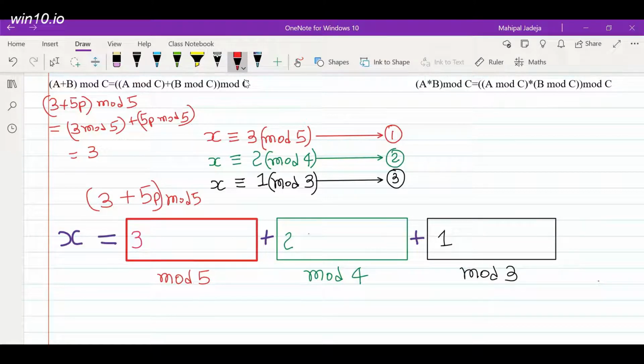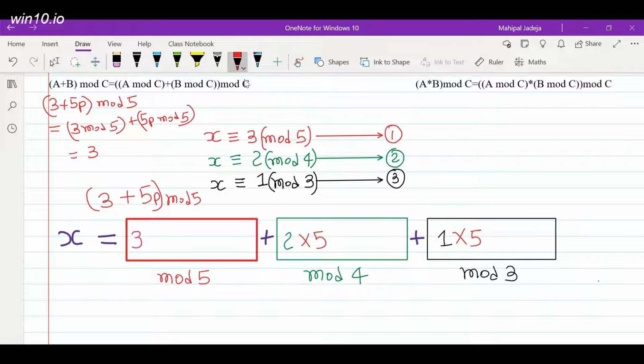So what we will do is we will multiply this particular solution 2 with 5. Similarly, we'll also multiply this 1 with 5. And now if we consider the revised solution, then the revised solution is 3 plus 10 plus 5, which is nothing but 18. And if you can see, then 18 modulo 5 is actually 3. So with respect to the first rectangle box, we are getting the correct answer.